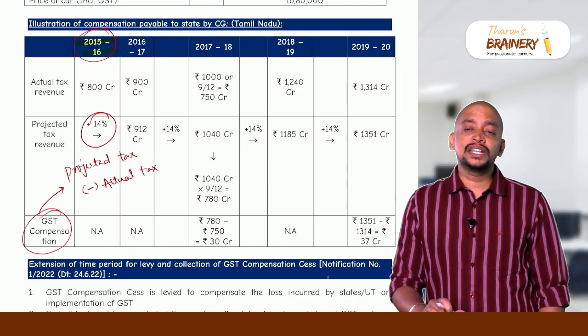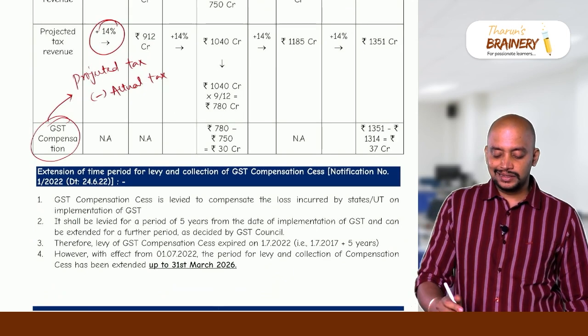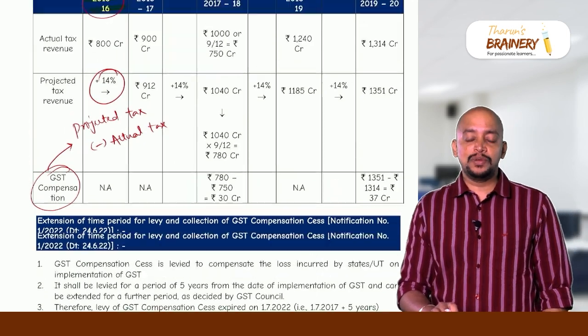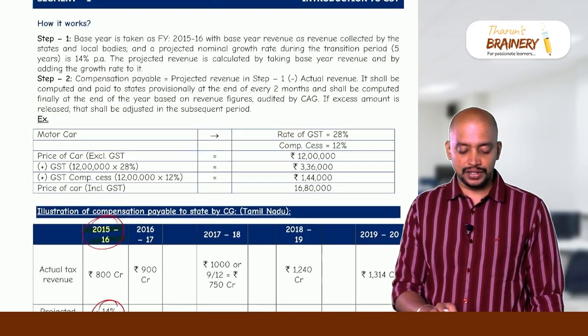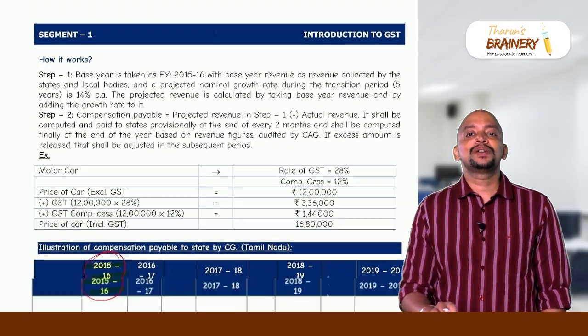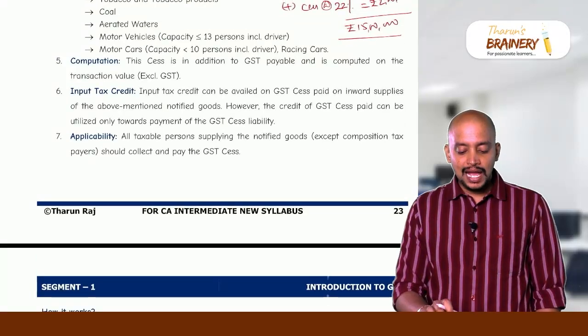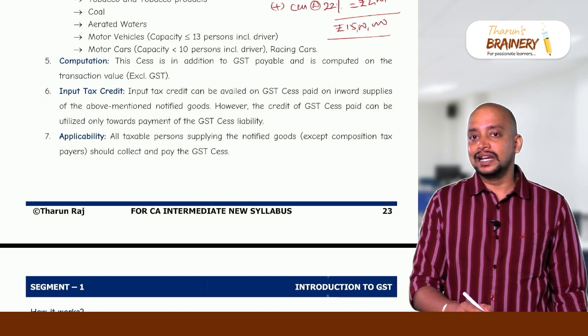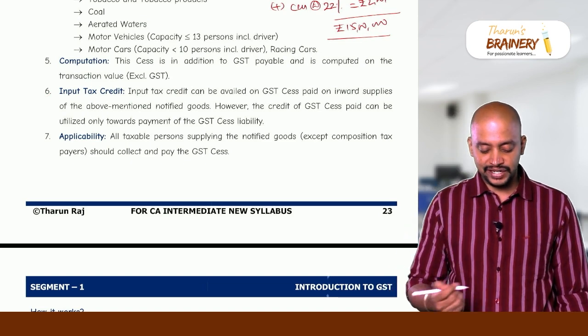Okay, until when will they be paying? At present, 31st March 2026, till that year they will be making payment of this compensation. Okay, so that's how the compensation will be computed. And about this input tax credit, we will be seeing that later. Later this discussion will come.